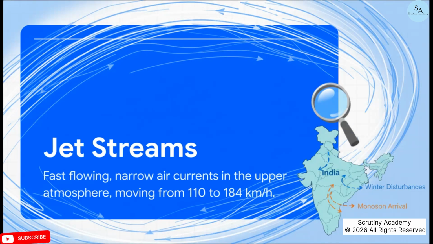And finally, U for upper air circulation, which brings us to jet streams. The best way to picture these is like massive, fast-flowing rivers of air, way, way up in the atmosphere. They're incredibly important because they steer our weather systems around. They play a huge part in bringing in the monsoons and those winter rains in the north.